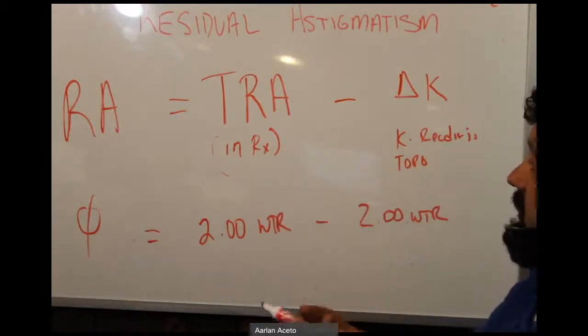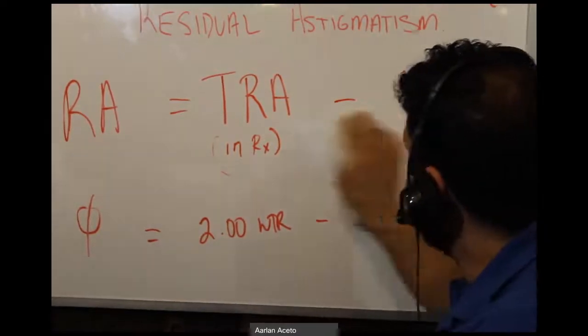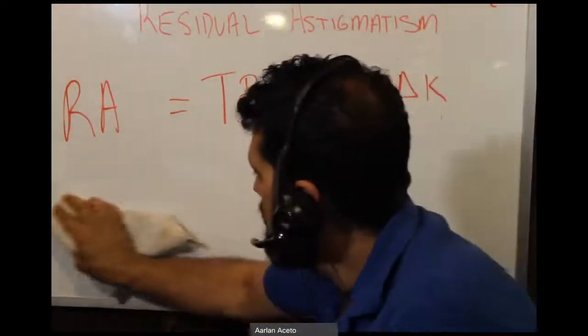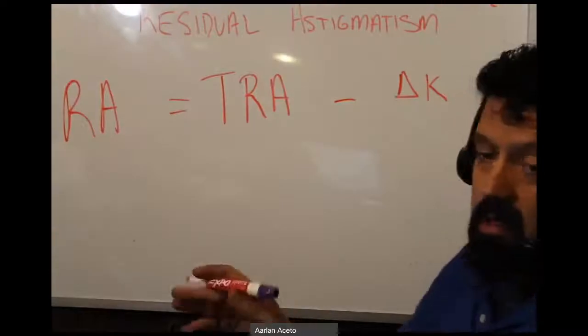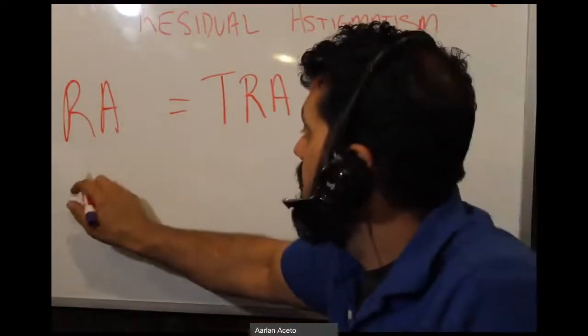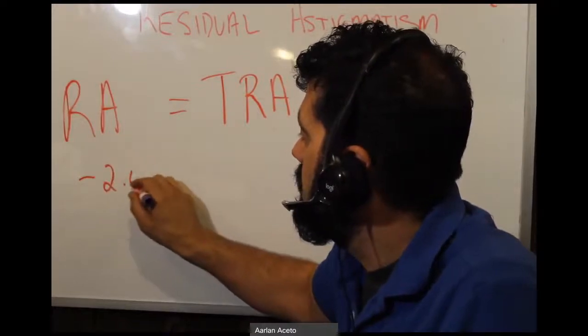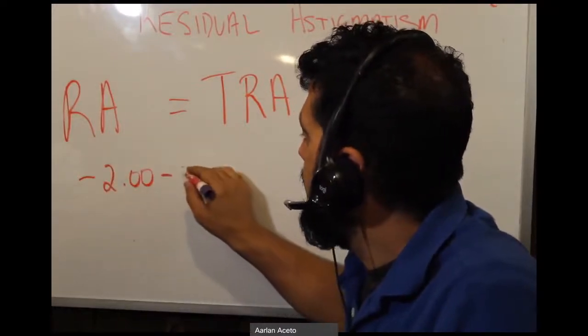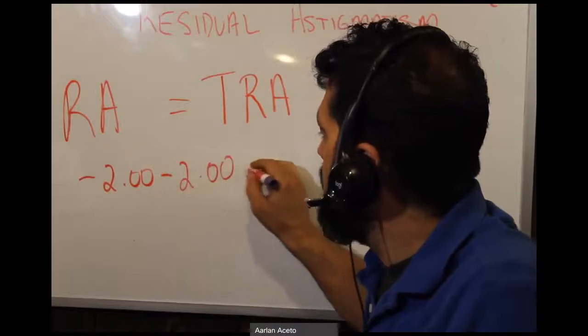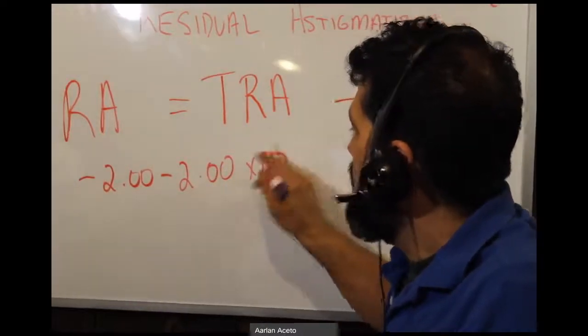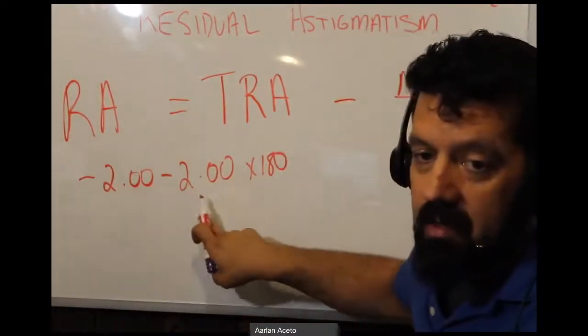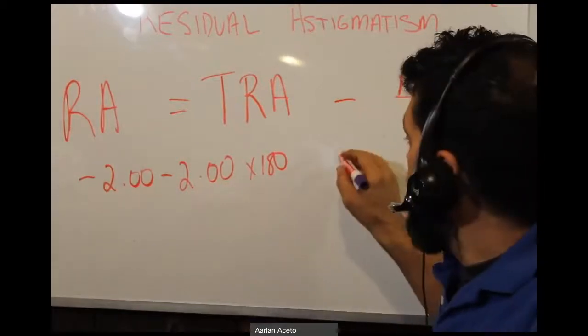So let's give another example. If this is our formula, let's give another example. So we're going to do something along the lines of, I have a minus 2 again, same prescription. The amount of astigmatism, the amount and direction, is 2 diopters with the rule.